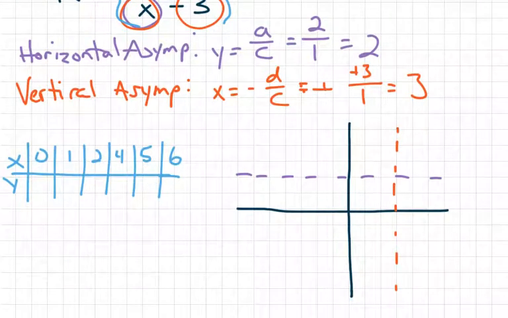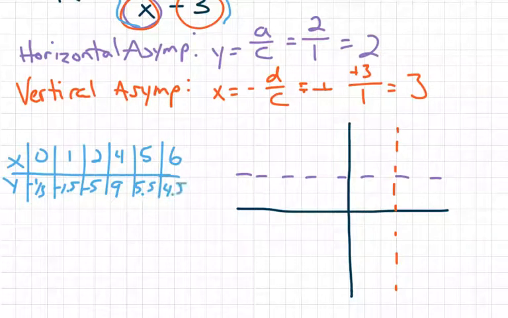What you're going to find, for 0, you're going to get negative 1/3. For 1, you're going to get negative 1.5. For 2, it will be negative 5. For 4, it is going to be 9. 5 will be 5.5. And 6 gives you 4 and 1/3, or 4.3 repeating.